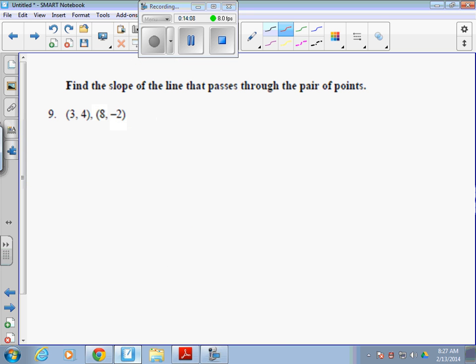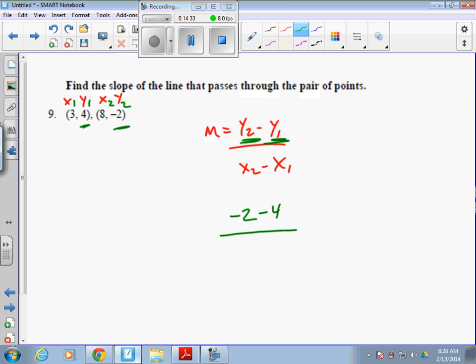Number 9 says find the slope. Your slope formula is the change of y over the change of x. When you label them, x comes first, and we'll call this point 1, and we'll call this one point 2. So the first number you're looking for is y sub 2. That's this one, negative 2. Minus, you want y sub 1 next. That's this one, 4. Over, x sub 2 is next. That's this one, 8. Minus x sub 1 is last, 3.